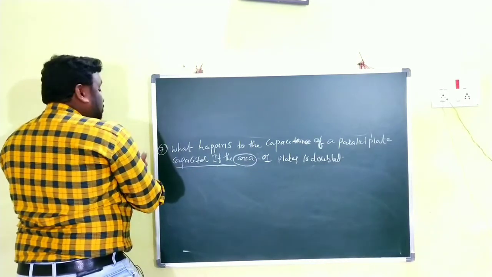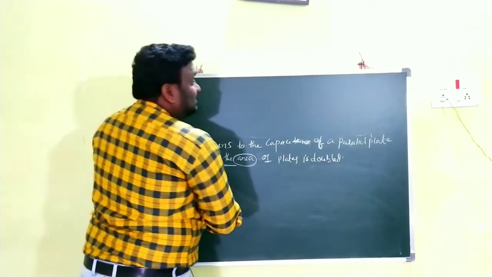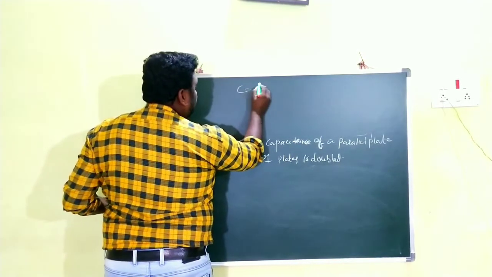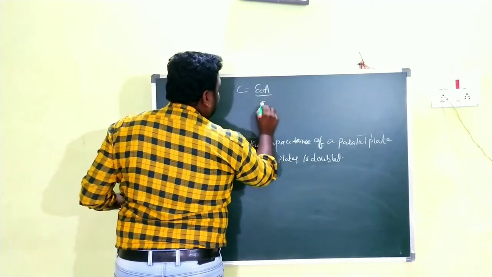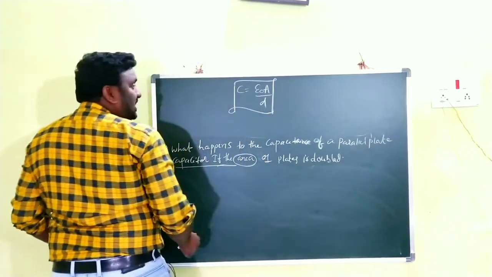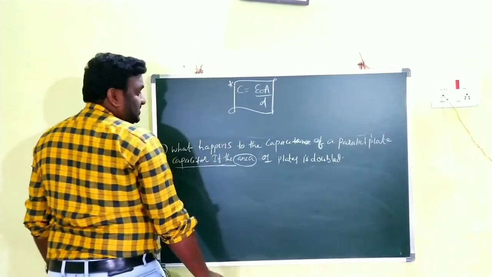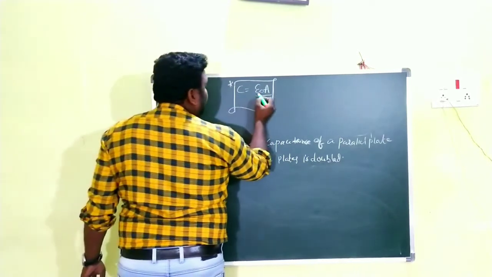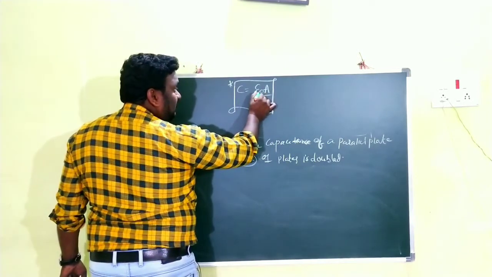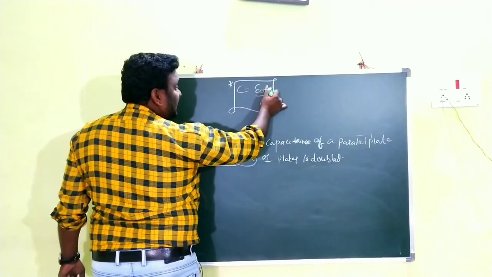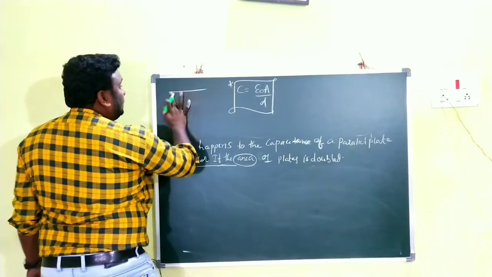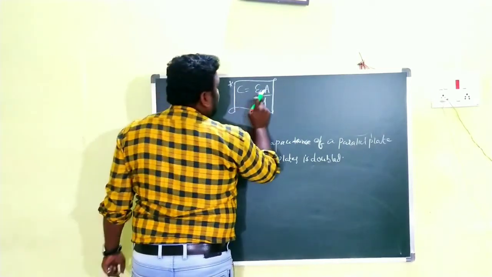So children, to answer, you must know what the working principle of a parallel plate capacitor is. We have one formula: C is equal to epsilon naught A by D. This is the working principle of a parallel plate capacitor. Clear children? C is equal to epsilon naught A by D. Here epsilon naught is the permittivity of free space, A is the area of the plates and D is the distance between the plates of a capacitor. So here simply C is equal to epsilon naught A by D.